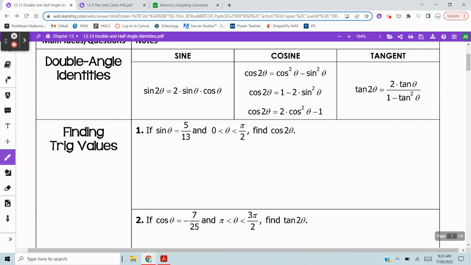Okay, in this lesson, we're going to talk about double and half angle identities. And these are simply two new sets of identities that give us an opportunity to find the values of double angles. Like if we know the sine of 30, we can use this to find the sine of 60, or the cosine, given the cosine of 45 to find the cosine of 90.